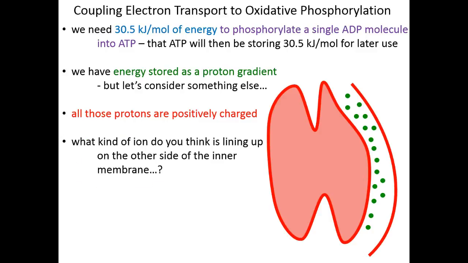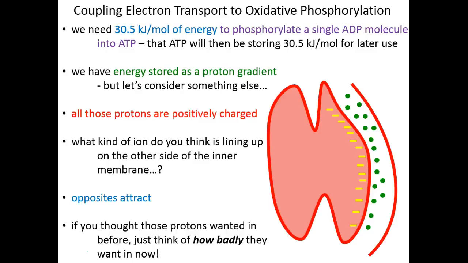So what kind of ion do you think is attracted to that positive charge? What kind of ion do you think is lining up here on the inner surface, on the matrix surface of the inner mitochondrial membrane? Opposites attract, so those are anions. Anions are lining up there, and this is creating an even more attractive force.